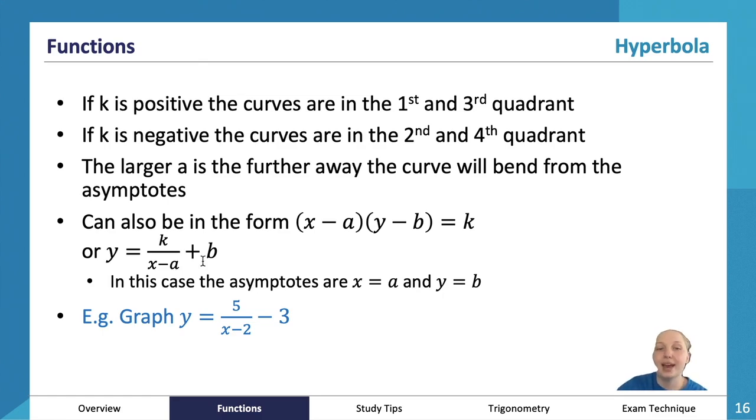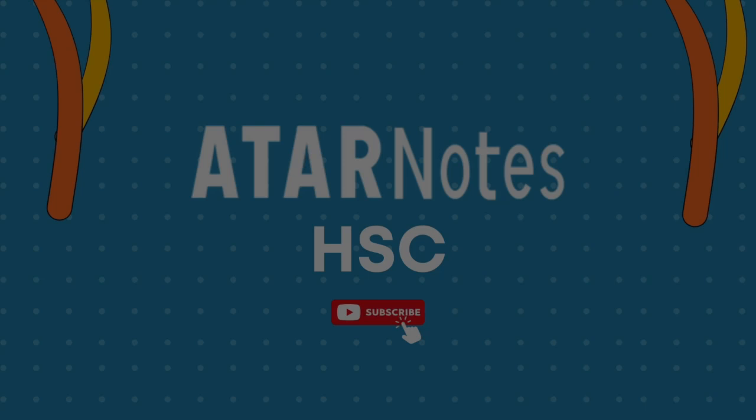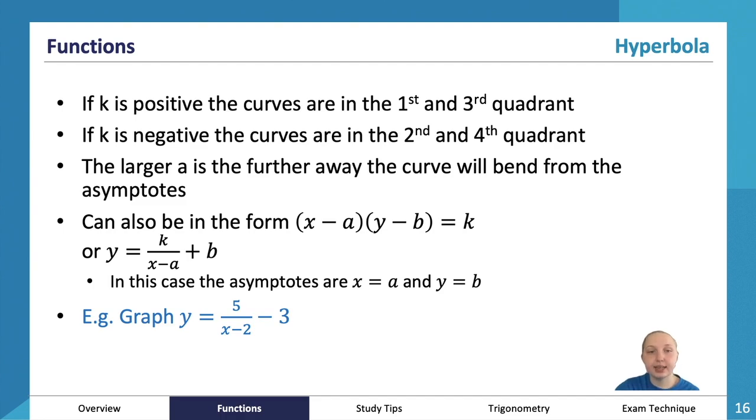Okay, when we have our graph in this format, our x asymptote is equal to a, and our y asymptote is equal to b. Now, the reason for this is because the bottom of our fraction, also known as the denominator, can never equal 0. So x minus a can never equal 0, so therefore x can never equal a.